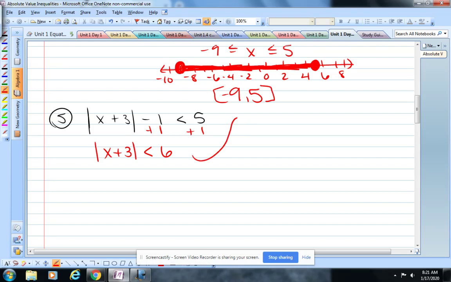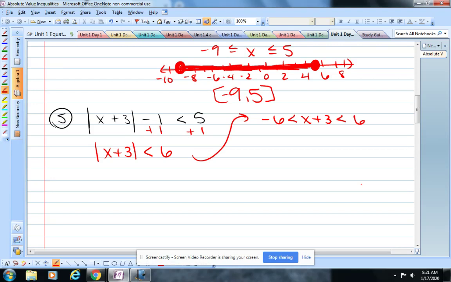Negative 6. I'll just come over here and do it so I'll have more room. Negative 6. Okay, copy the less than. What goes in the middle? x plus 3. And what goes on the end? Less than 6. So any questions how we set it up? Basically, just take this number, negative here, take this sign, copy it. That's inside the bars. Okay?